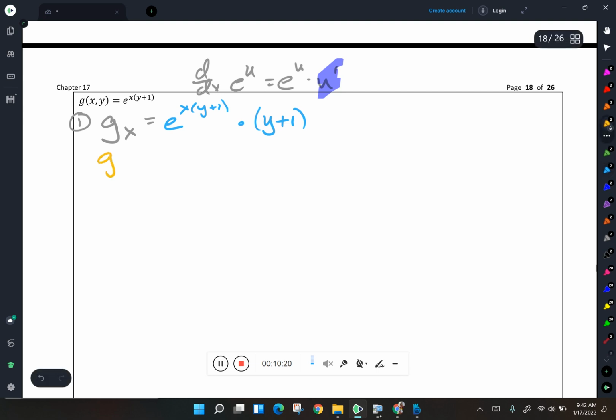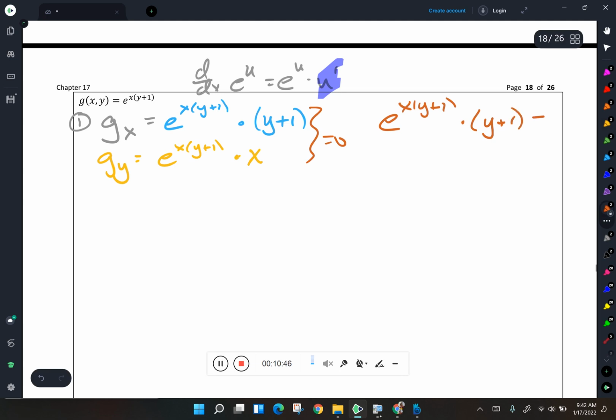Now I'll find g sub y. That's going to be e to the x times y plus 1 times, and then the derivative of that exponent is going to be x. And so there's my first partials. Now I need to make a system and set that system equal to 0. So I have e to the x times y plus 1 times y plus 1 is equal to 0. And I have e to the x times y plus 1 times x is equal to 0.